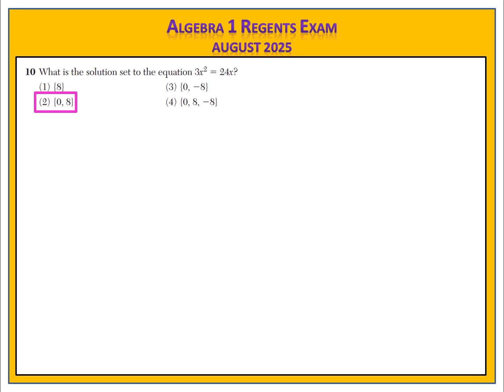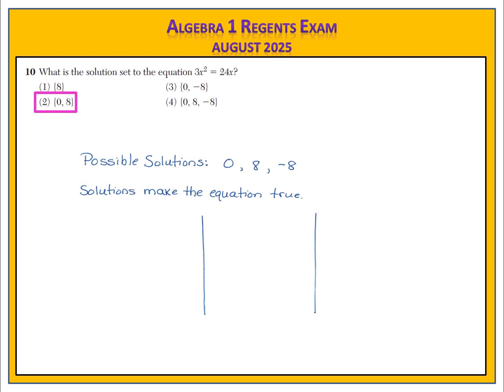Because this is multiple choice, and they give us possible solutions in those choices, 0, 8, and -8, we can use the fact that solutions make equations true to determine which values in fact do make this equation true. So we could take the equation and substitute each value in to see which one makes it true. When x is 0, I end up with 0 equals 0, which is true. So x equals 0 is a solution.